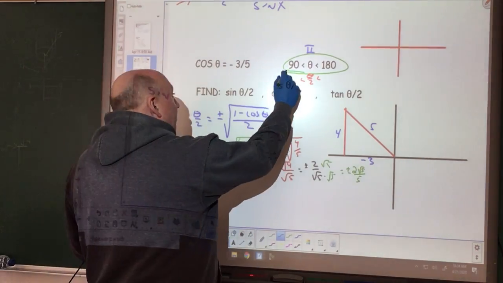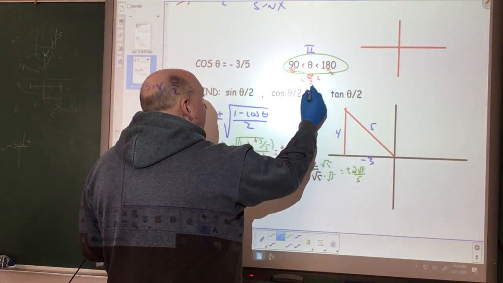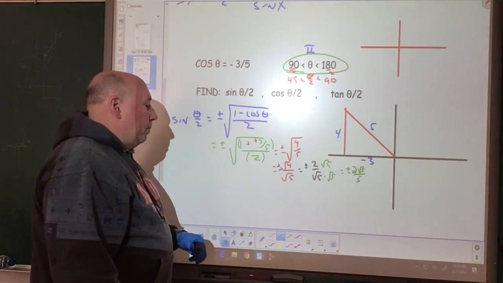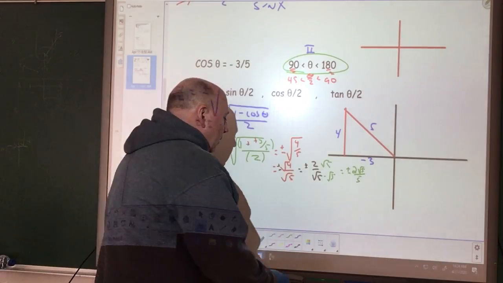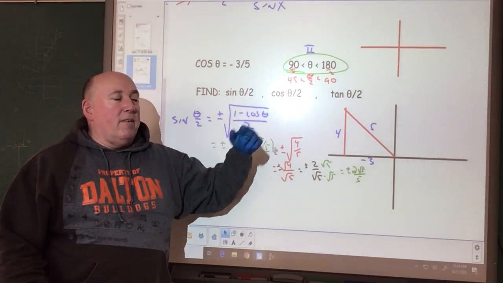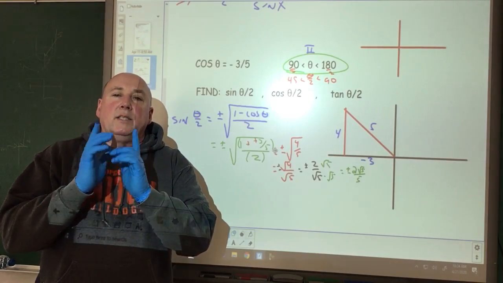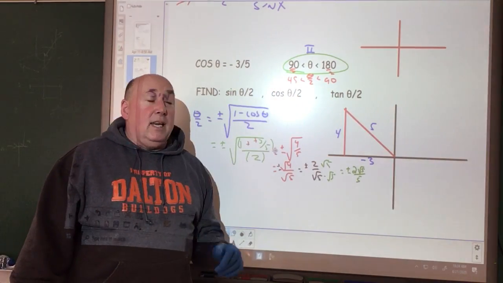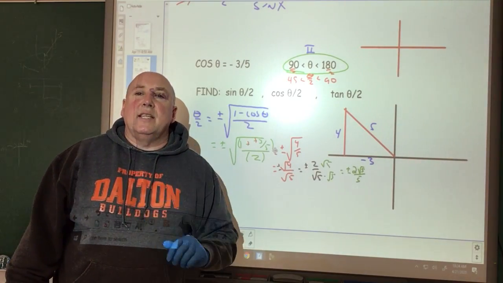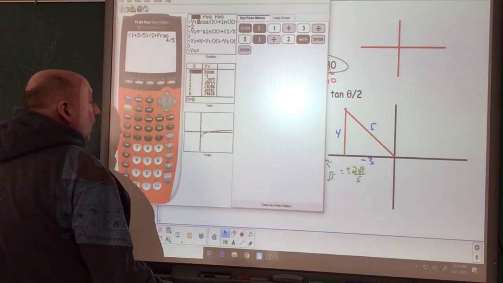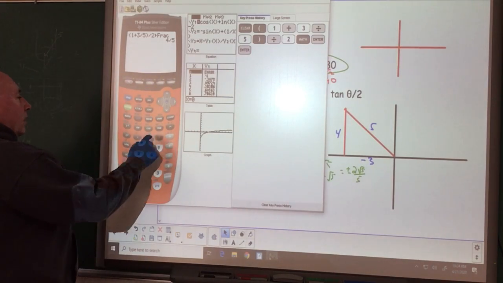Well, we can divide this by 2, this by 2. This gives me 45 and 90 degrees. So my half theta is between 45 and 90 degrees. What I suggest you do is pick any number between 90 and 180 and take the sine of that value. Say, let's see here. Oh, let's go 64.